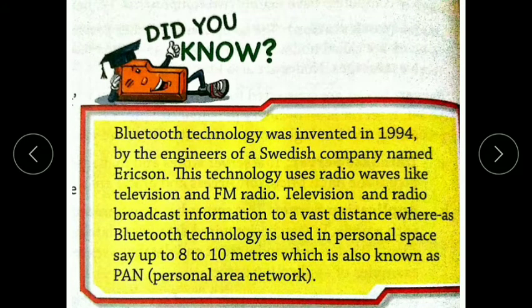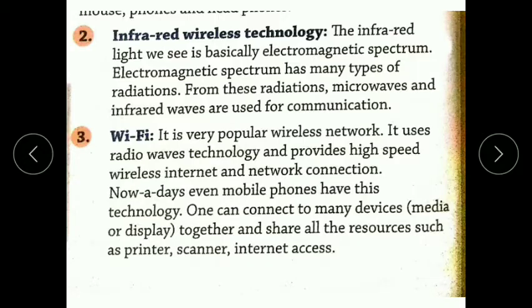Okay students, now let's move to the next topic, that is the infrared technology. We have seen the Bluetooth technology. Now the next is infrared technology. As the name suggests, in this technology we use infrared light. This is basically the electromagnetic spectrum, and in the spectrum we use many types of radiations.